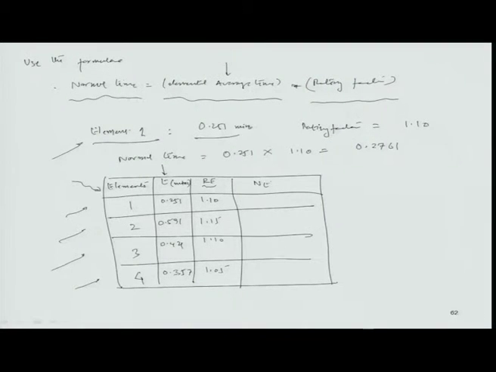So, here the total normal times are just a product of the elemental average time and the rating factor. So, we give this as 0.2761, 0.6084, 0.4631 and 0.3749. So, the total amount of time which is spent here, or the total normal time, is close to 1.73 minutes.